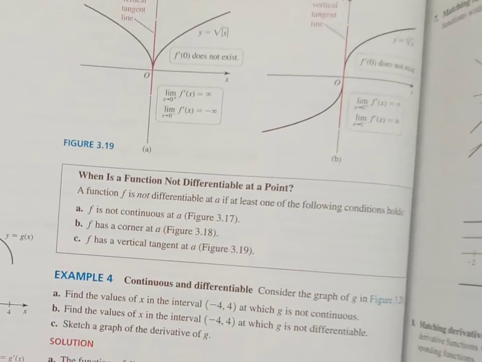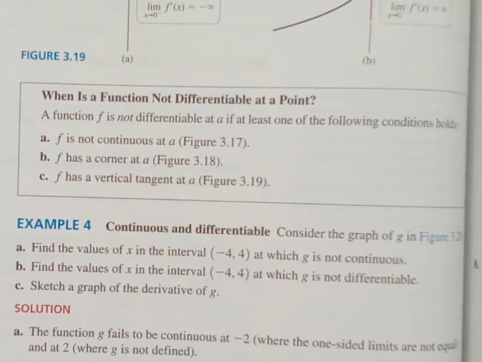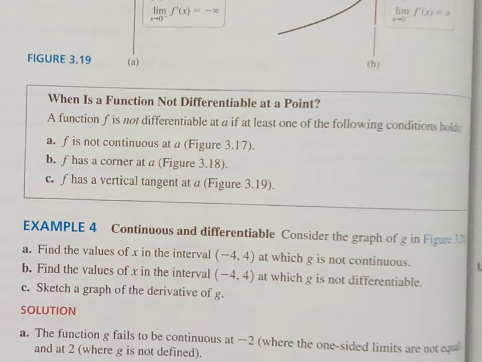So then they give you another checklist. A function is not differentiable at a if at least one of the following conditions is true. f is not continuous, okay? So again, if it's not continuous there, you can't take the derivative. If it has a corner or a vertical tangent, like that's the cusp, and the absolute value, think of absolute value.